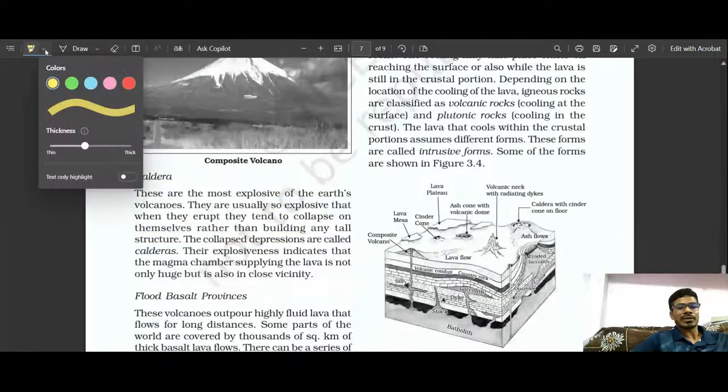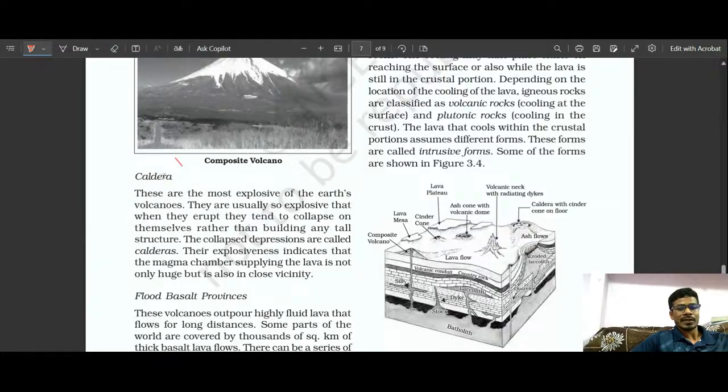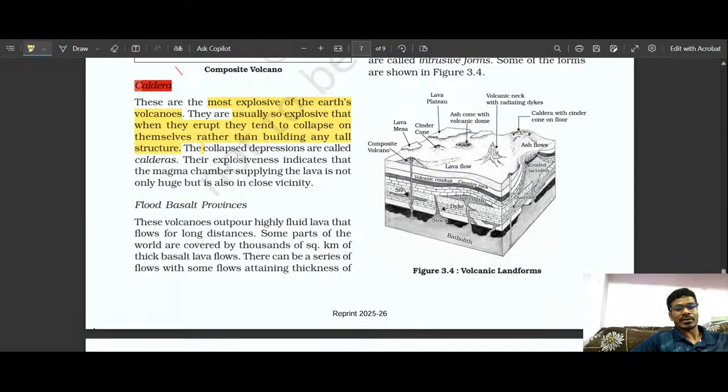And another one is caldera. These are the most explosive of the Earth's volcanoes. They usually are so explosive that when they erupt, they tend to collapse on themselves rather than building any tall structure. The collapse or depression is called a caldera. Their explosiveness indicates that the magma chamber supplying the lava is not only huge but also in close vicinity, quite near.